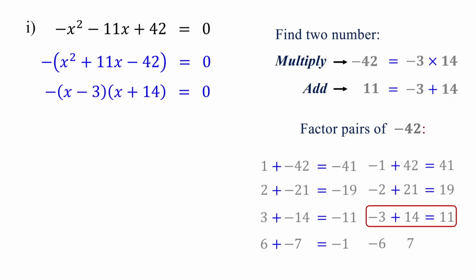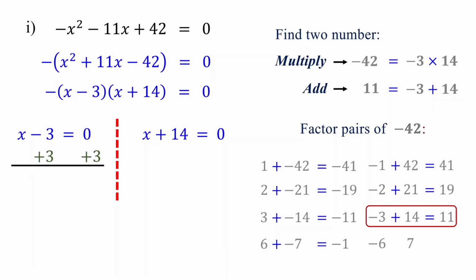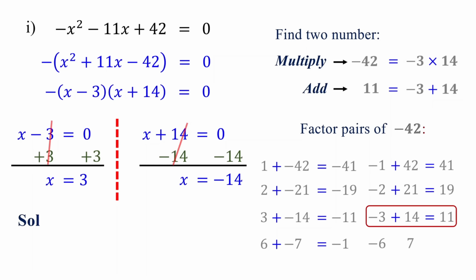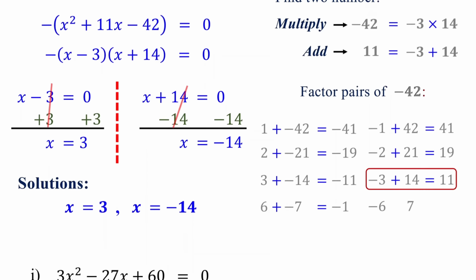Now for this product to be 0, either x minus 3 must be 0 or x plus 14 must be 0. Solving the first equation, we find that x equals 3. Solving the second equation, we find that x equals negative 14. Therefore, these are the solutions. Let's work on another example like this.